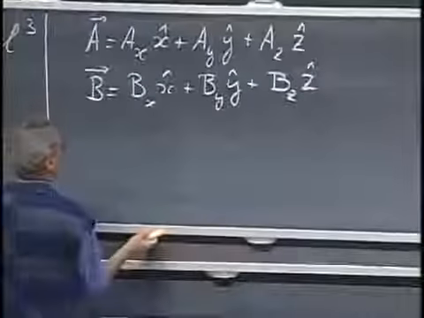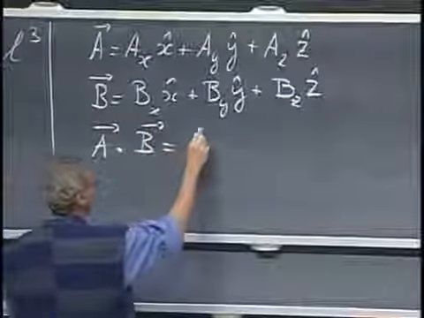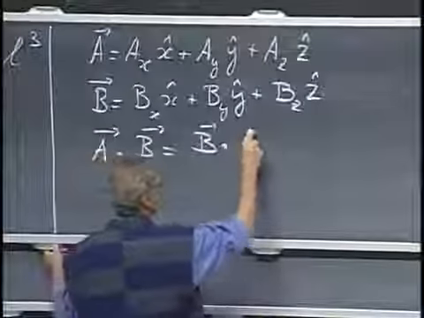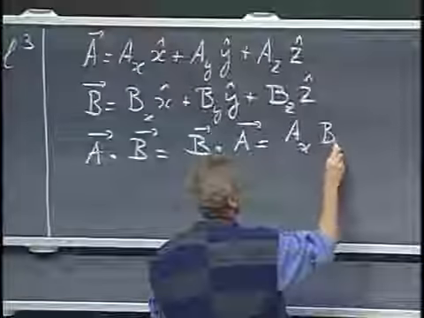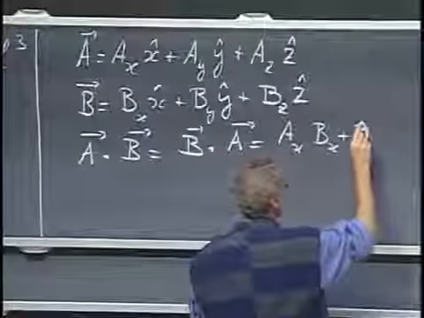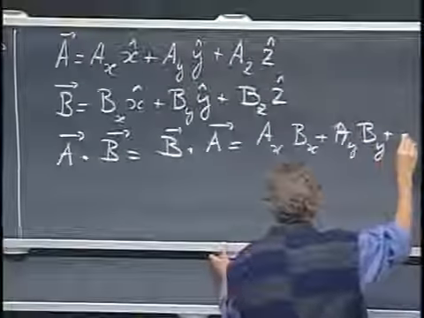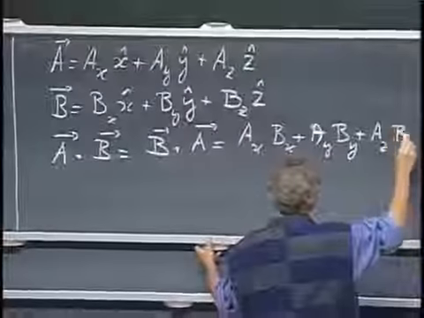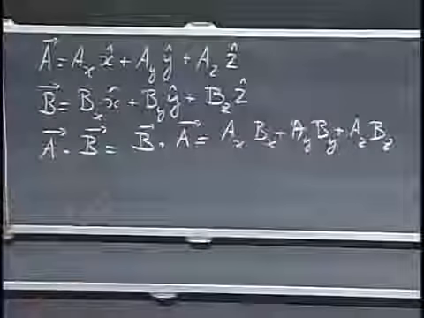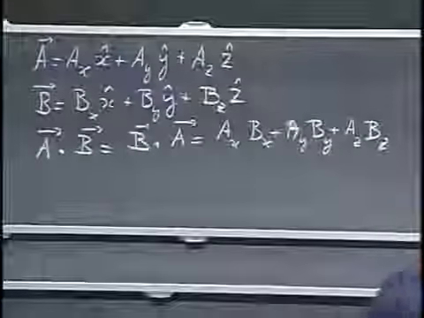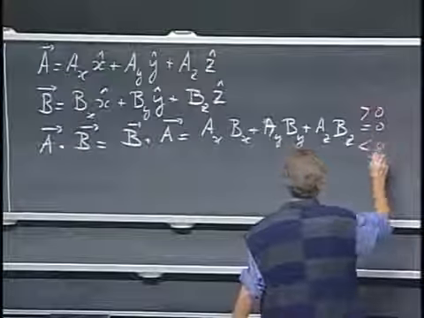Now the dot product, A dot B, also called the scalar product, is the same as B dot A, and it is defined as AX BX plus AY BY plus AZ BZ. It is a number. It is a scalar, it is a simple number. And so this number can be larger than 0, it can be positive, it can be equal to 0, it can also be smaller than 0.